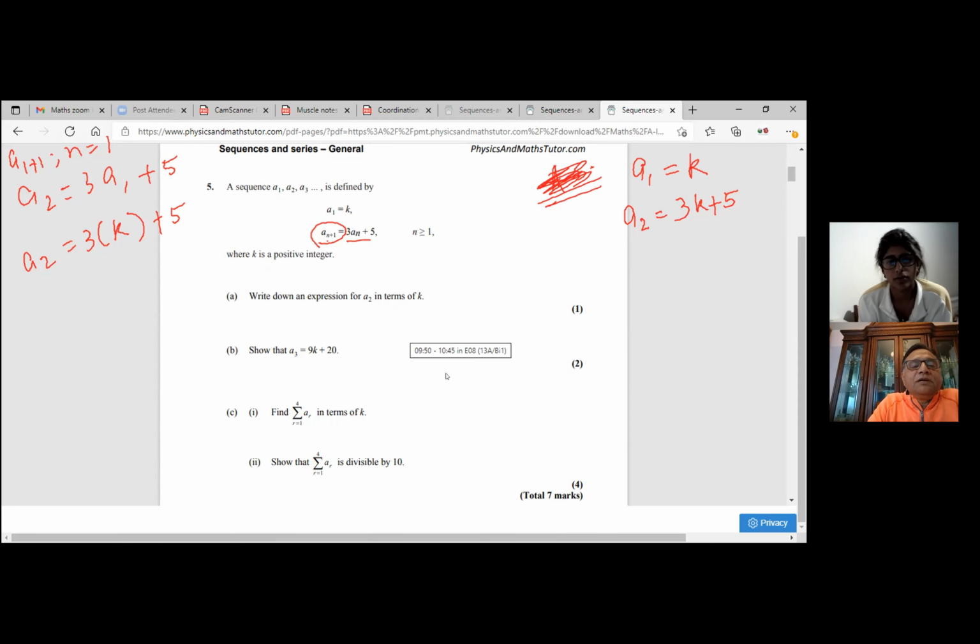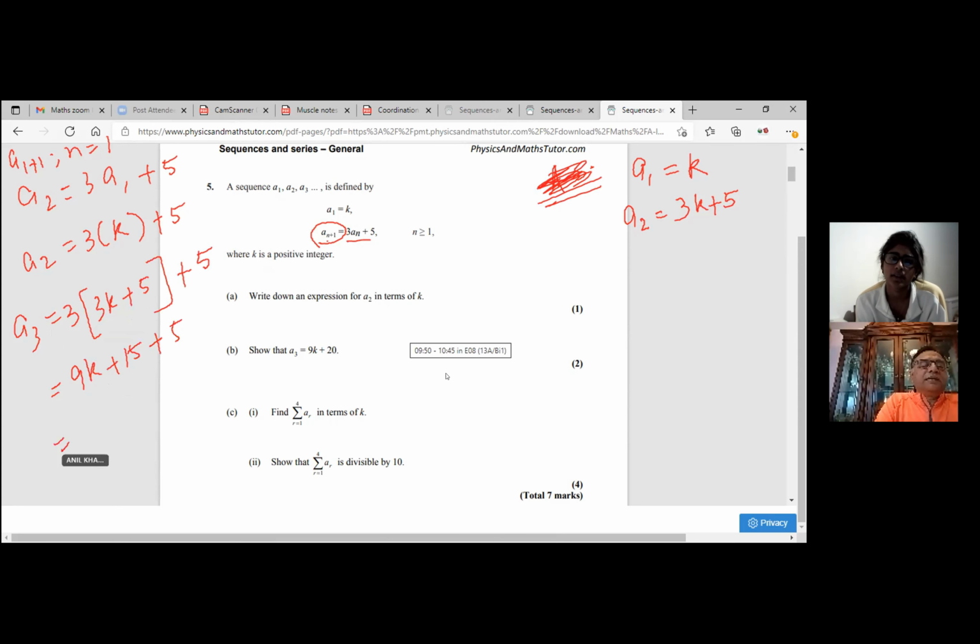Okay, now continue. Can you write down a2? 3k plus 5. Part B, show that a3 is 9k plus 20. So just sub in n as 2: 3 times a2 plus 5. You have to sub in a2 into this, which is 3k plus 5, then plus 5. So now we got 9k plus 15 plus 5, which is 9k plus 20. Is it okay?